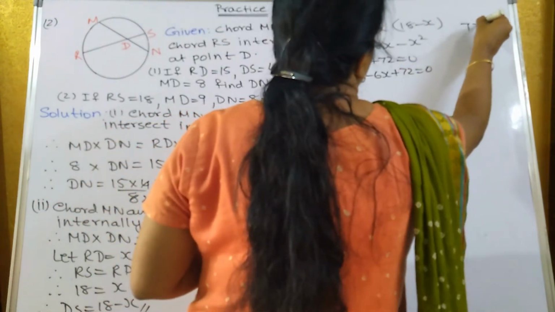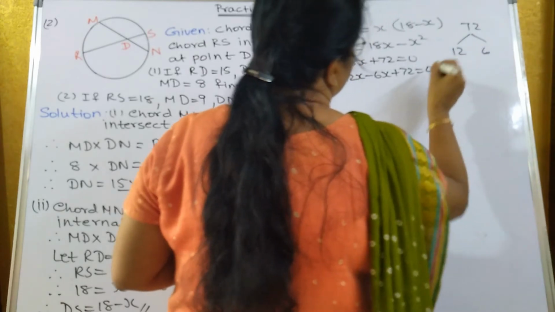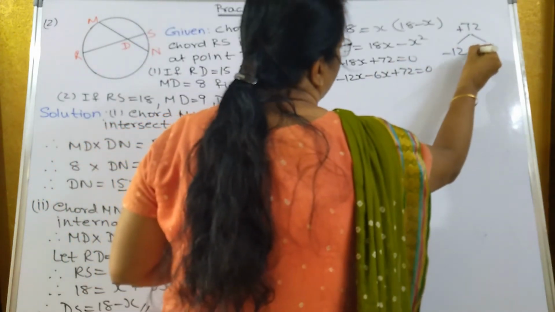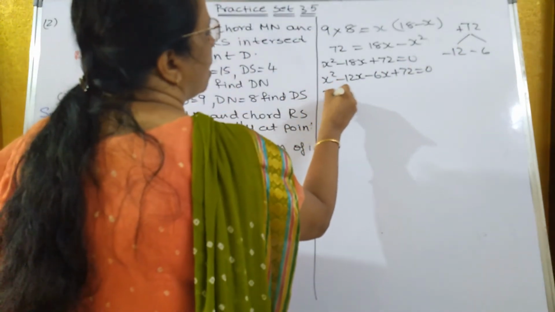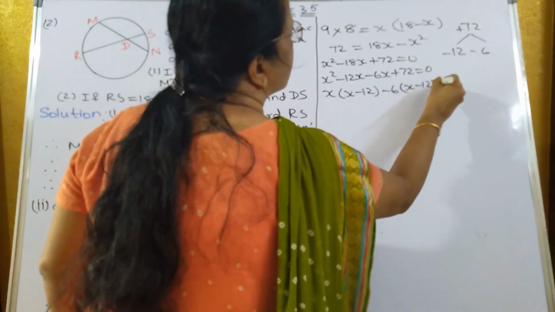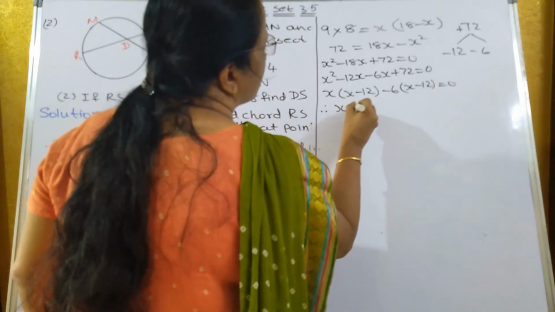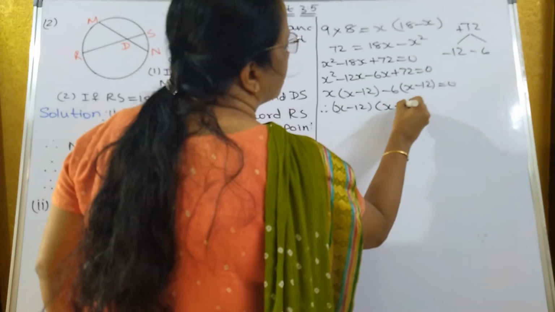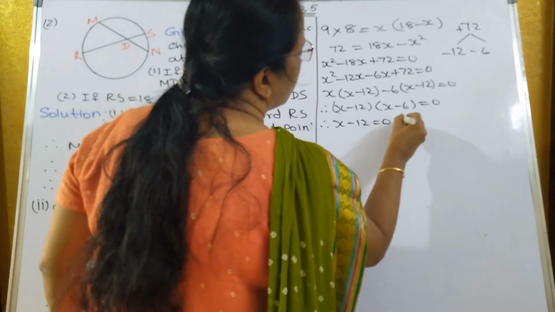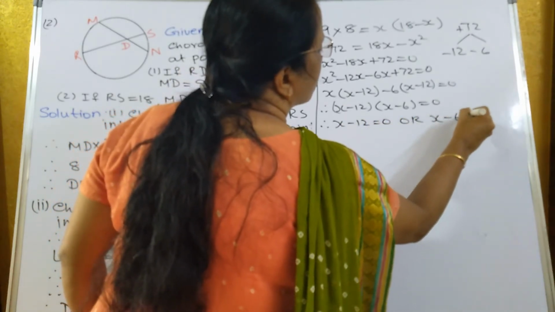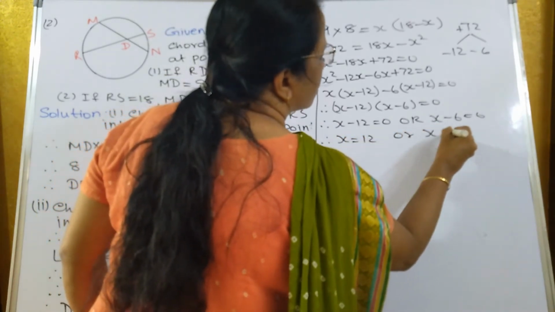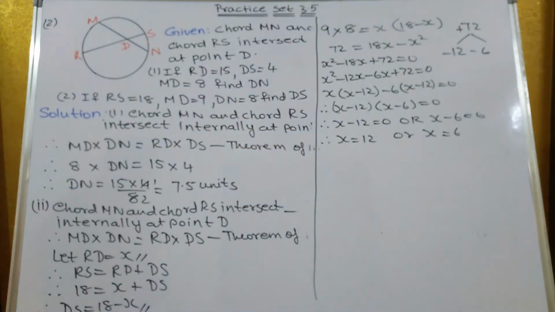So what is the breakup of 72? 12 and 6. Since this is positive, so both will be having same sign. Since the middle term is minus, so both will be having minus. Now what is common over here? X into x minus 12 minus 6 into x minus 12 is equal to 0. Therefore x minus 12 and x minus 6 is equal to 0. Therefore x minus 12 is equal to 0, or x minus 6 is equal to 0. Therefore x is equal to 12 or x is equal to 6. So we have got two values of x, that is 12 or 6.